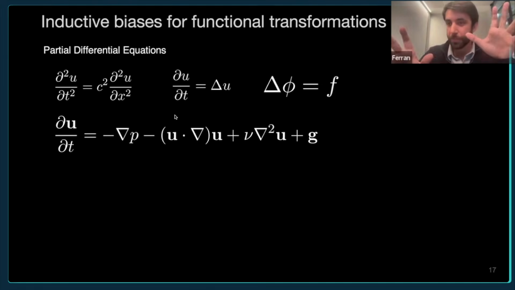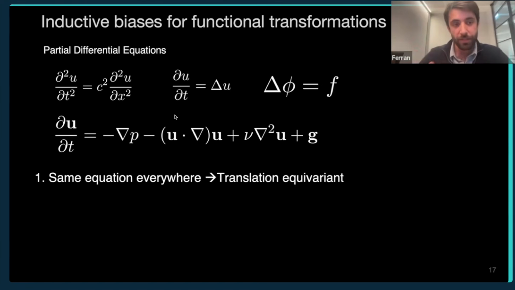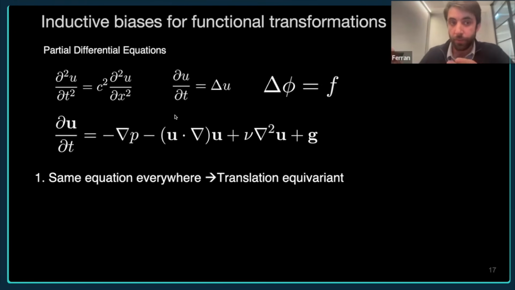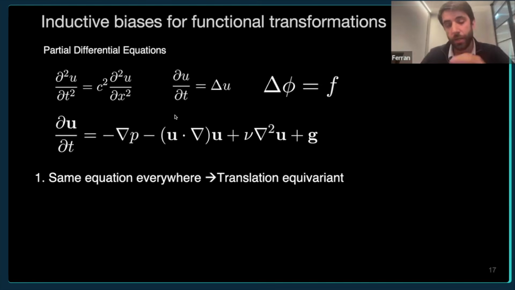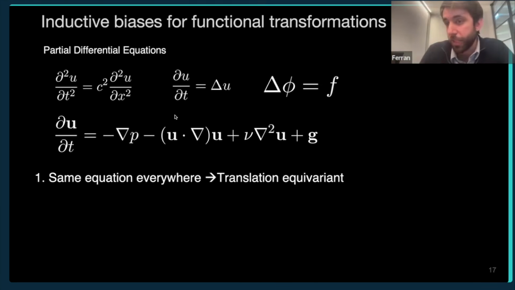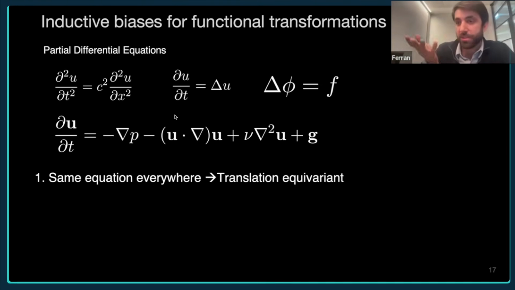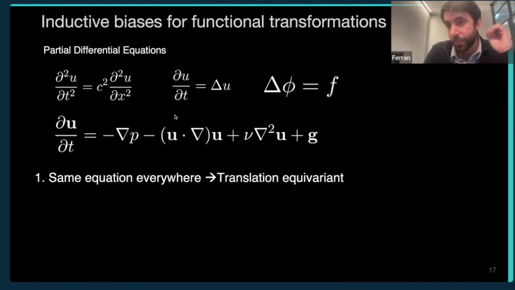Don't worry about the explicit symbols. We're just going to look at them in general. The first thing is that the same equation is applied everywhere. If you can see, the equation does not depend on x and y. The same function applies everywhere in the domain. So similar to images, this is going to be translation equivariant, meaning that the same function applies in all places on Earth, for instance. The weather physics are the same here in London and maybe in California.